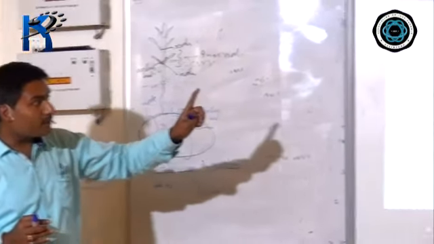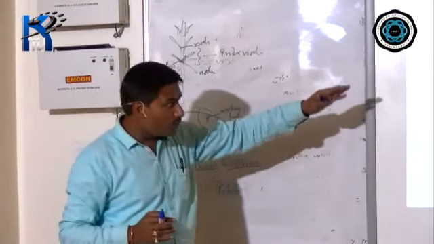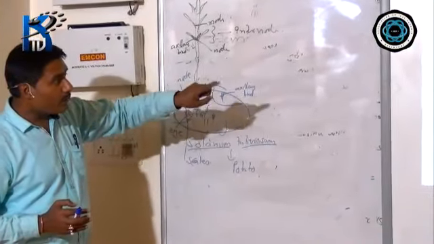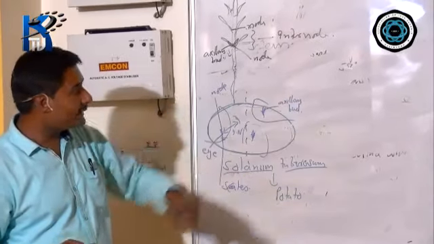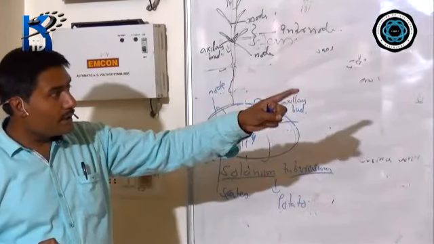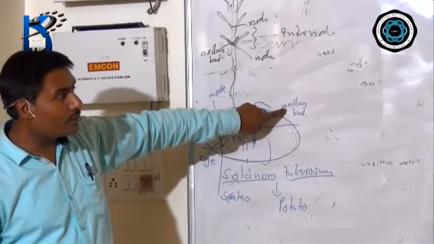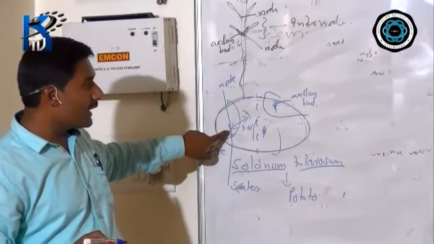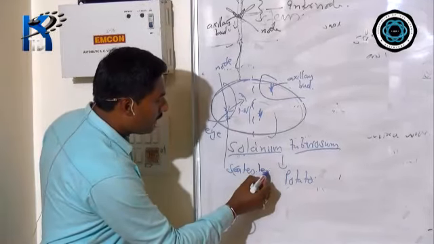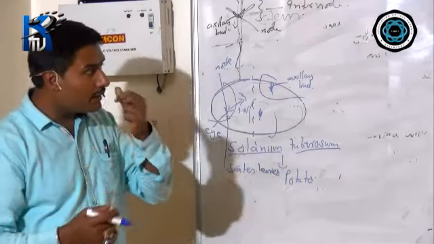So vegetative propagation by underground stem, the first one is what? Stem tuber. Let's go through the points out here. Stem tubers are underground storage organs. What do they store? They store food in the form of starch. You see it is swollen up with stored food. They are produced at the tip of the underground stems. Okay, so the root is here. At the tip of it, it is formed. They possess axillary buds, right now I showed you, and in its axils, okay, these are all the axils, scale leaves. You can call them scale leaves because from here only the axillary bud emerges.